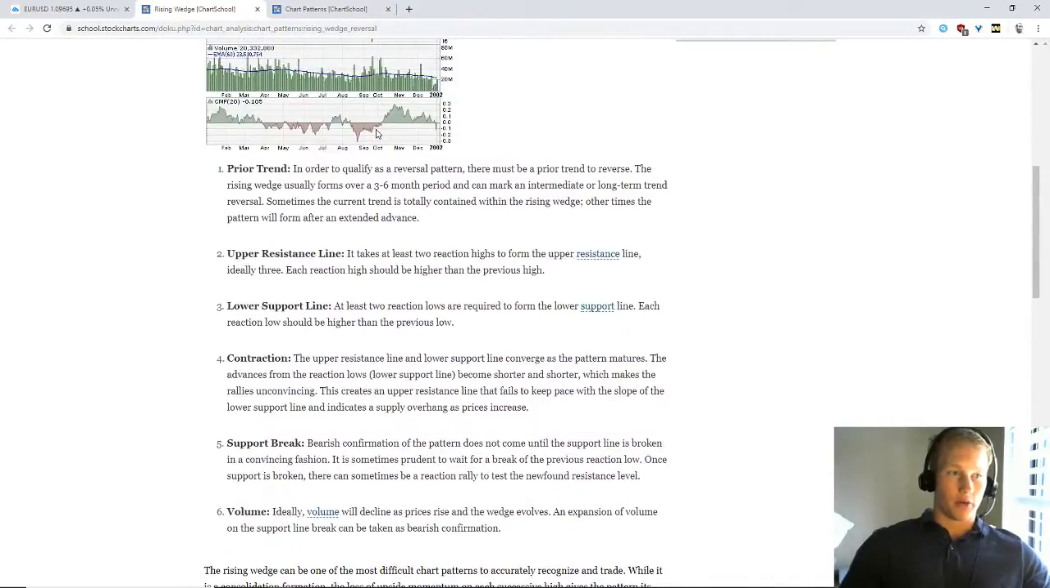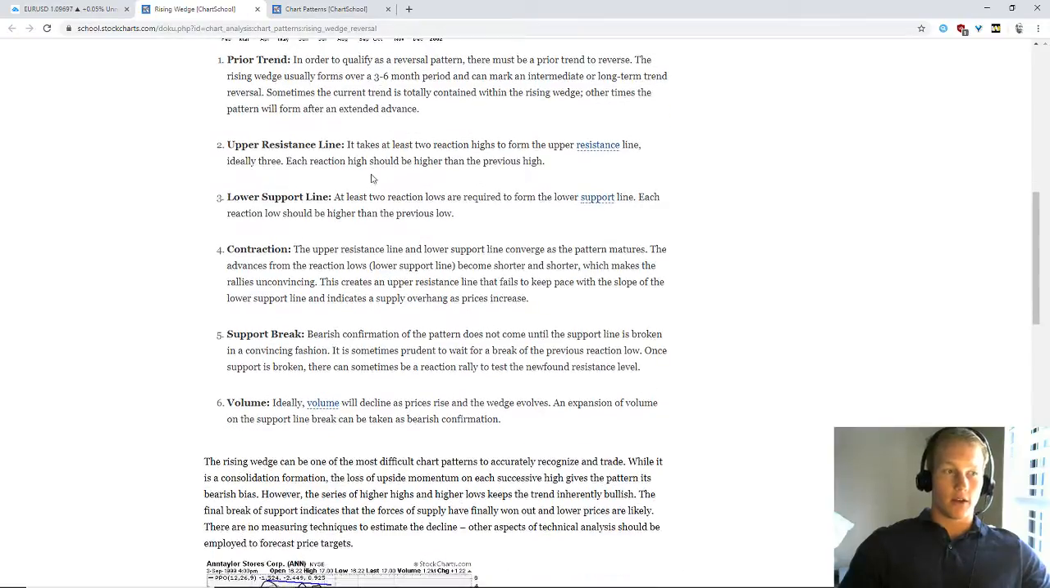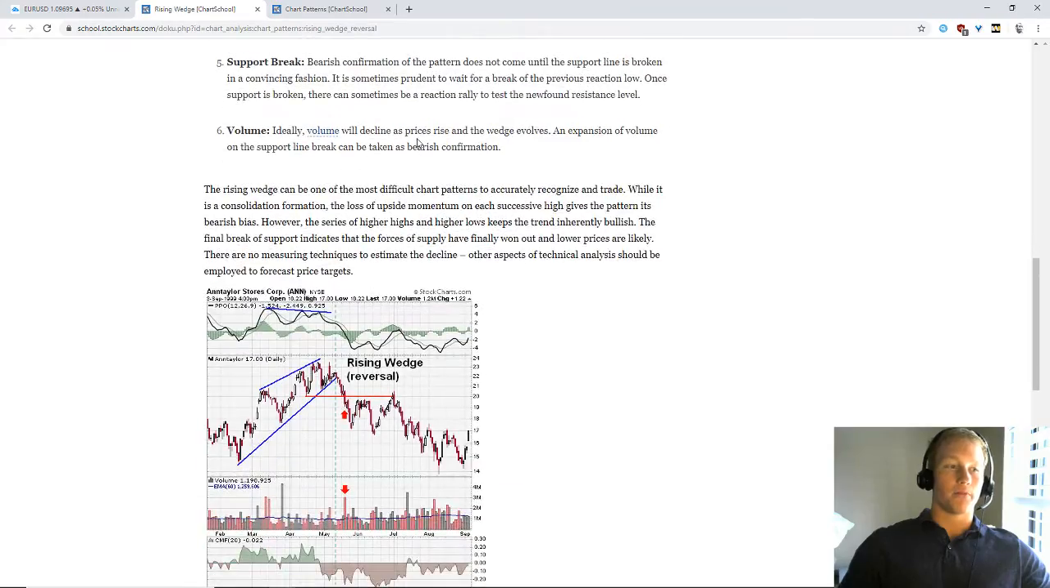Prior trend, of course. In order to qualify as a reversal pattern, there must be a prior trend to reverse. The rising wedge usually forms over a 3 to 6 month period. Once again, it depends on the time frame. Sometimes the current trend is totally contained within the rising wedge, and other times the pattern will form after an extended advance. It takes at least 2 reaction highs to form the upper resistance line, ideally 3. Each reaction high should be higher than the previous high. At least 2 reaction lows are required to form the lower support line. Each reaction low should be higher than the previous low.